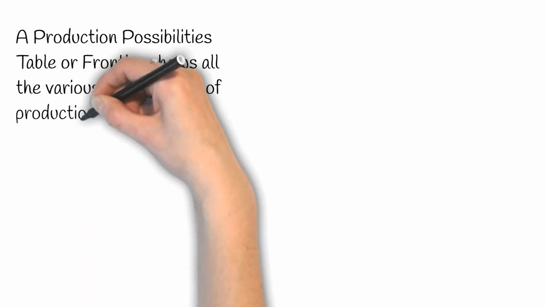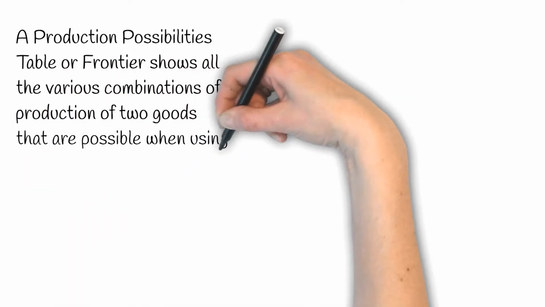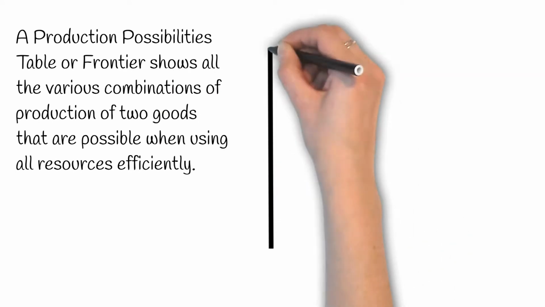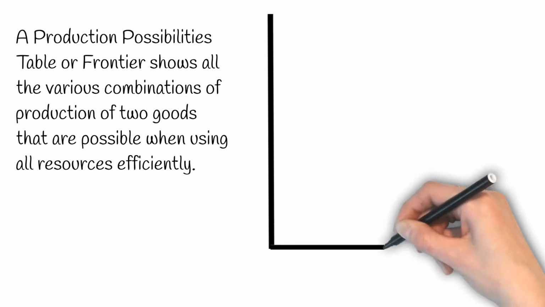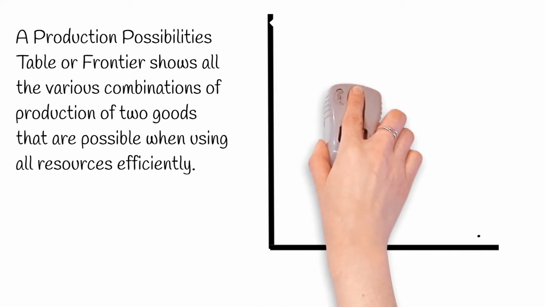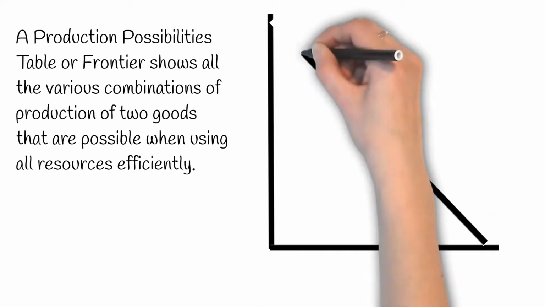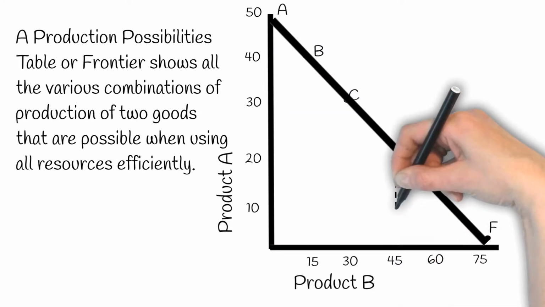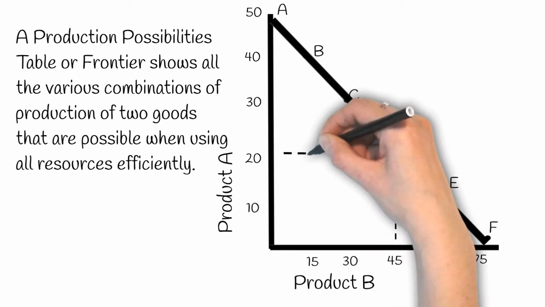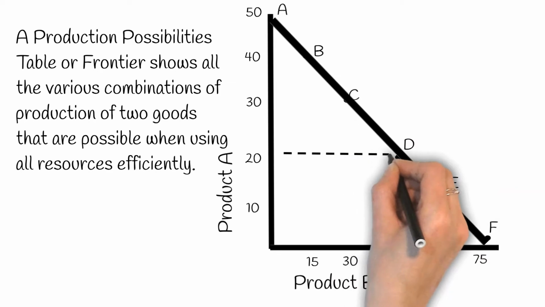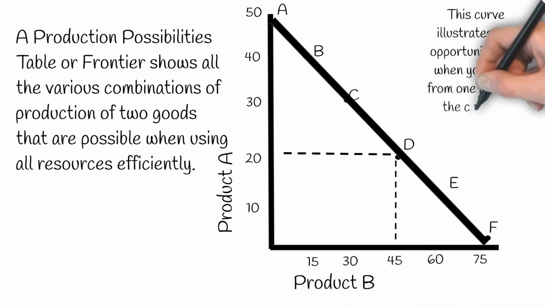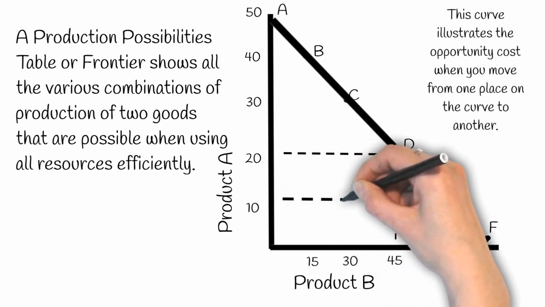A production possibilities table or a production possibilities frontier will show all the various combinations of production of two goods that are possible when using all resources efficiently. When drawing the frontier, also known as a curve, make sure you label the axis and put the maximum amount of each product on the appropriate axis. This curve illustrates the opportunity cost when you move from one place on the curve to another.